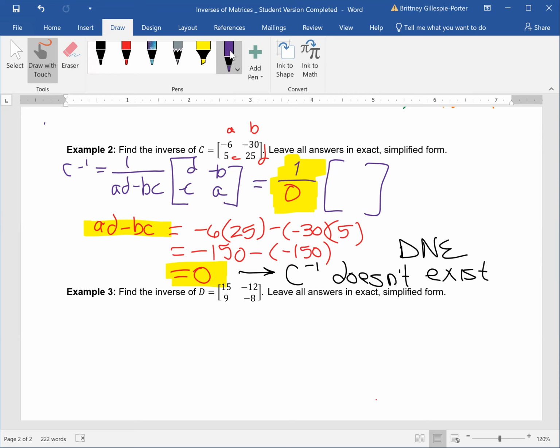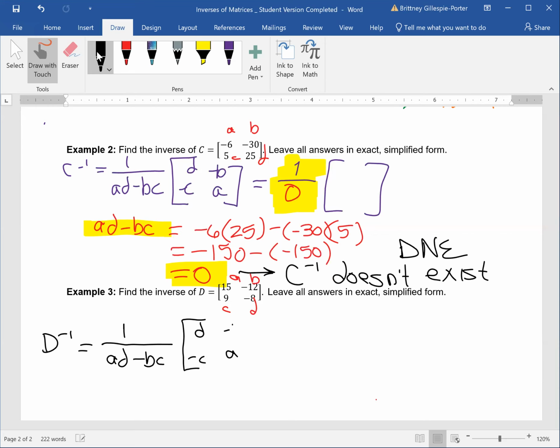Let's try another example. Spoiler alert, this guy does have an inverse. Okay. So if I were to label these guys, we would have A, B, C, D, and our formula is D inverse, because that's the name of the matrix we're working with this time, 1 all over AD minus BC times our crazy matrix where D and A flip-flop and we negate on the backswing.